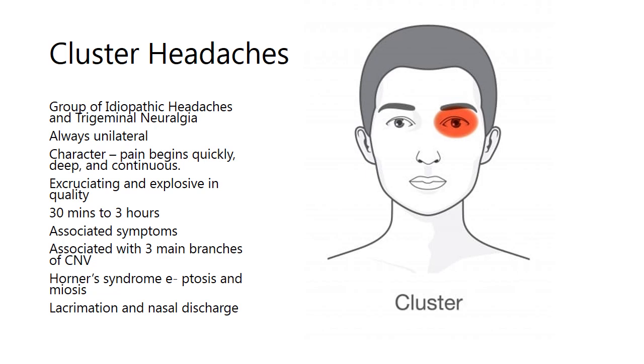As it mentions in this list, these associated symptoms are all associated with the function of the fifth cranial nerve, which is why, although the actual pathophysiological mechanism of cluster headaches is quite poorly understood, there's definite involvement of the fifth cranial nerve, which is why it's this group of idiopathic headaches that's associated with the trigeminal nerve.